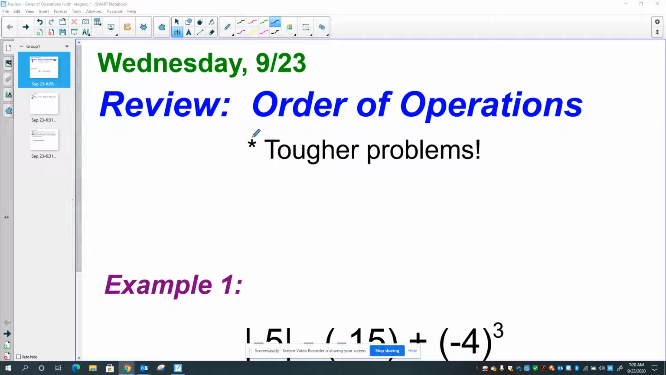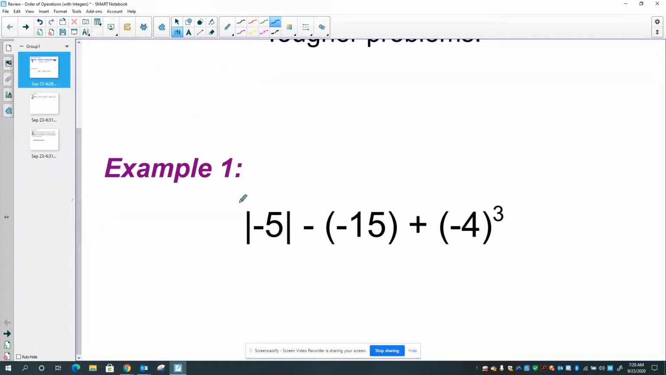So today, like it says here, reviewing the order of operations, I only have 3 problems that I want to do with you. And here's the first one. You'll see that the thing that makes them tougher is I am now including all of the integer rules that we have reviewed the past week. So absolute value, exponents, minus, negatives, you name it. It's all going to be present in these problems.